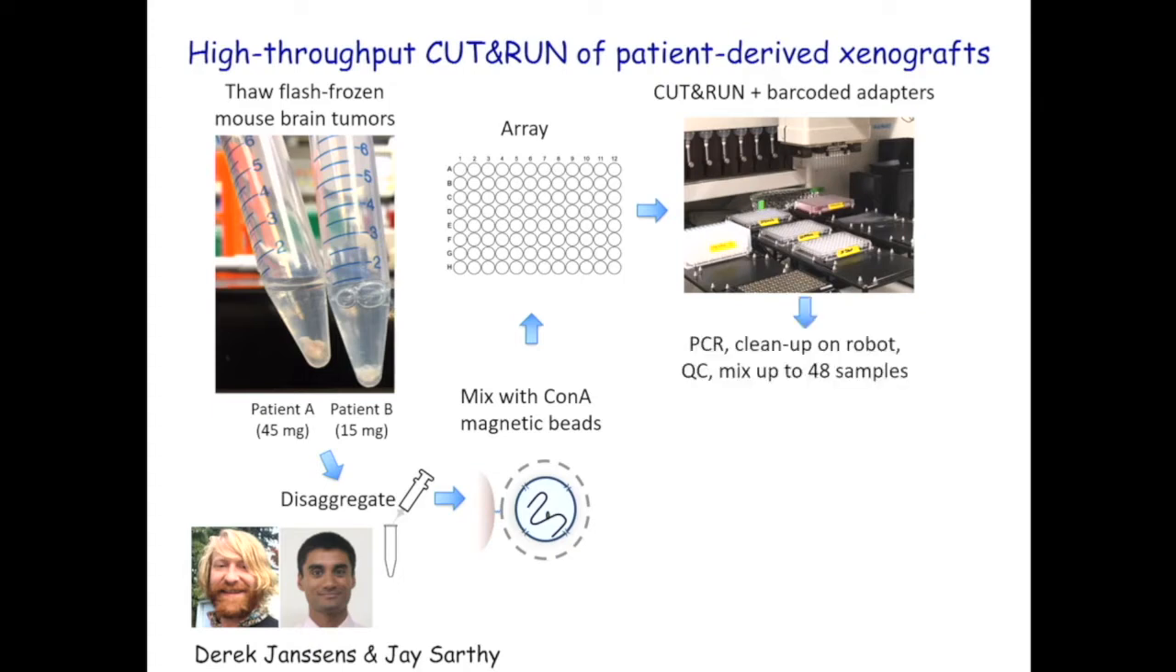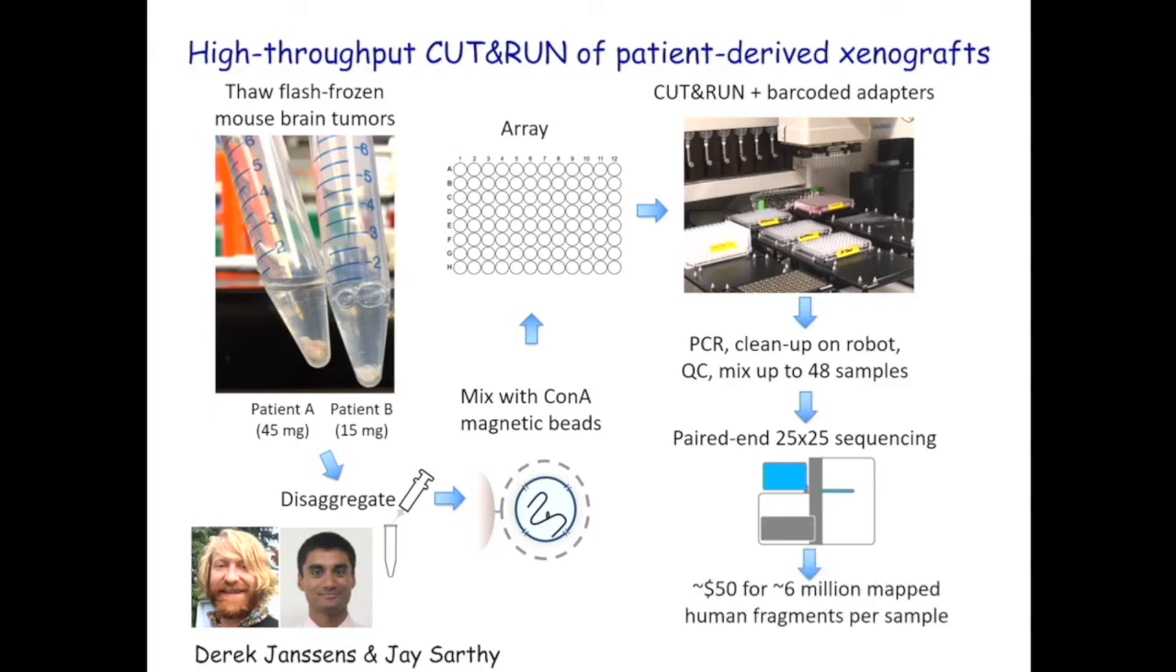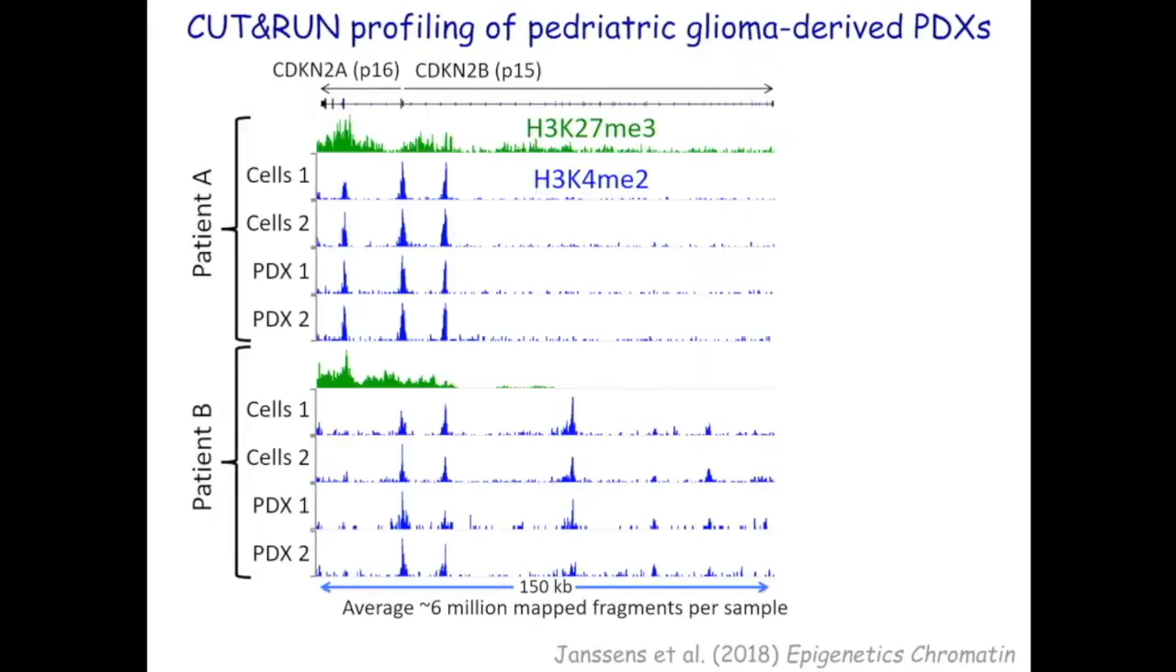We then take it off, do PCR, put it back on the robot for a cleanup, do some QC, mix up the 48 samples, and do paired-end sequencing. And when we price this out, our in-house costs are about $50 for 6 million mapped human fragments per sample. That actually compares very favorably with what people have been doing for profiling, for example, whole exome sequencing, which could cost 10 times as much by commercial rates. And there you get several hundred mutations, but here we actually get the entire epigenome landscape, so to speak.